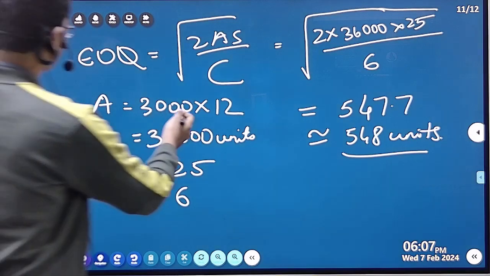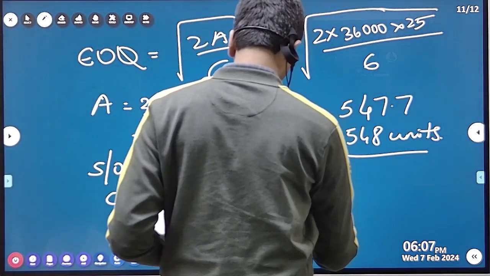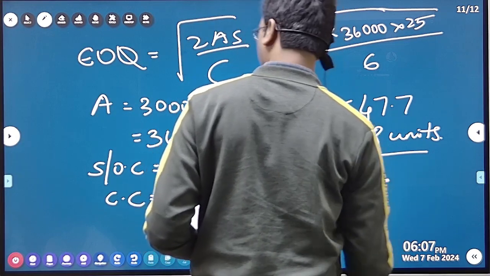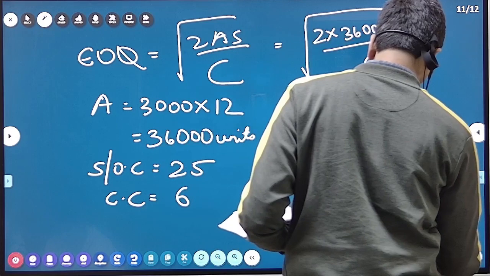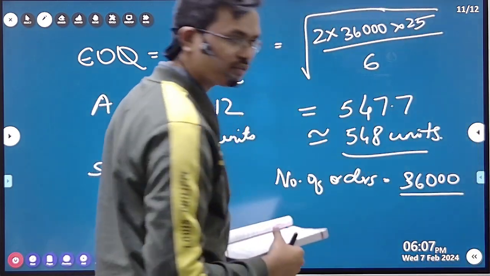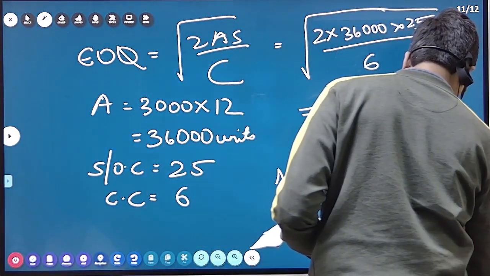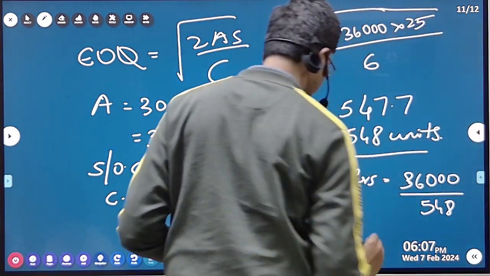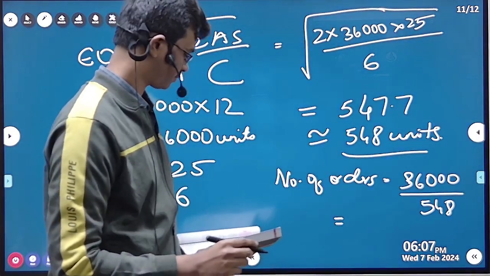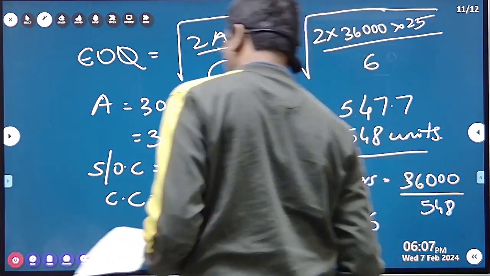Correct. So your annual demand is 36,000. So let us see number of orders we have to place in the year. 36,000 divided by, we are manufacturing 548 units per lot, right? 548. This is how much? 36,000 by 548. So we can round it to 66 orders.